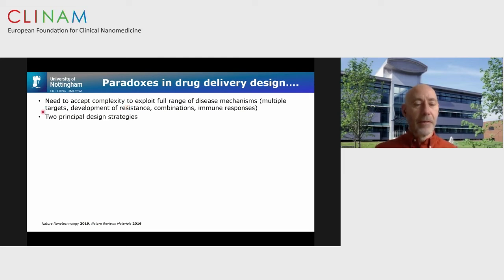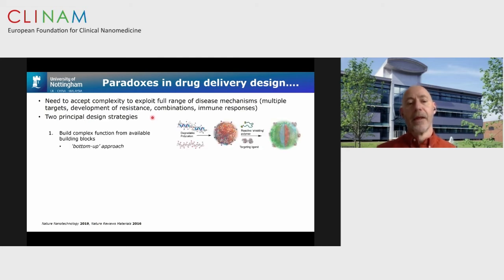So we've been adopting two principal design strategies to address this complexity issue. You can build complex machinery, things that actually look a little bit like viruses, from the bottom up. So you can generate materials from quite simple precursors, build them up in particular ways until you get a nanoparticle, a nanomaterial, and you can decorate these in a variety of different ways with known building blocks. And so you can essentially build quite complex function in the way that nature does from readily available building blocks, but it may be those building blocks are limited.